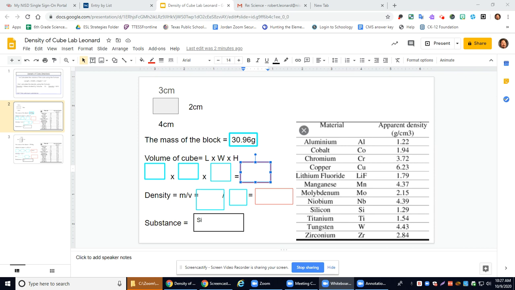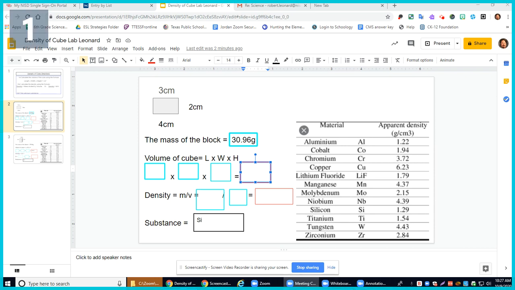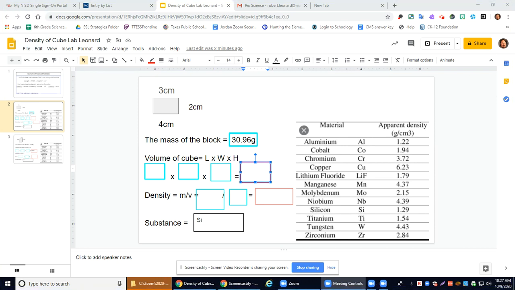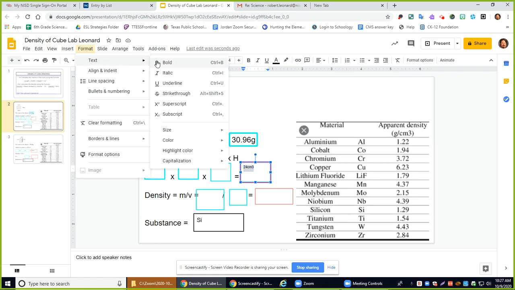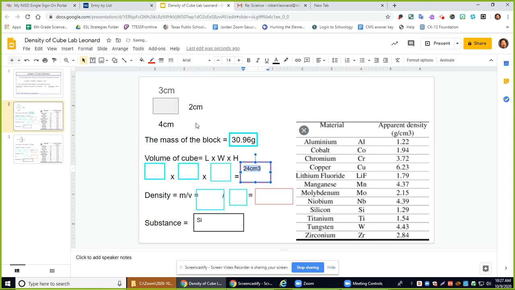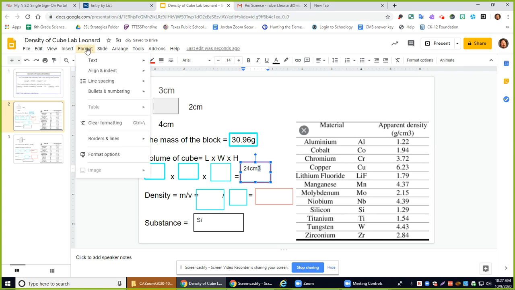Okay? So then going back over to the slideshow, you're going to continue to write this. So basically we just did the first part, so you don't have to write that. And we determined that was 24 centimeters cubed.